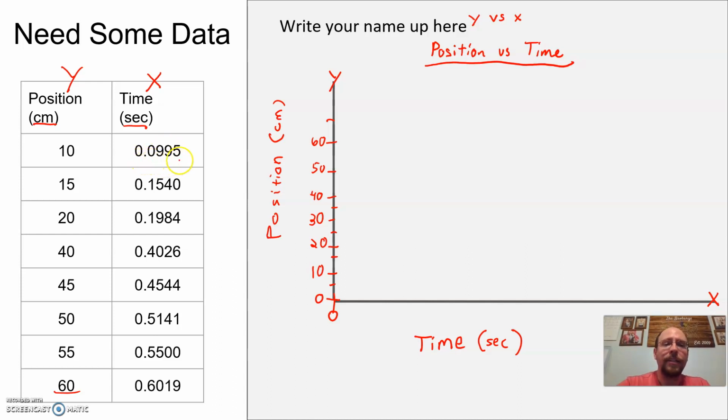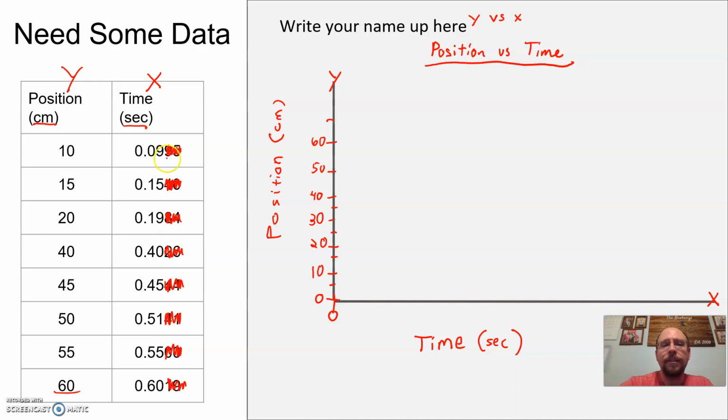Instead of looking at the entire number that you are given, try crossing out the last two digits in that number. When you do that, you still end up with decimals, but it's something that's a little easier to look at and find a pattern. You have 0.09, 0.15, 0.19, 0.40, 0.45, 0.51, 0.55, 0.60.